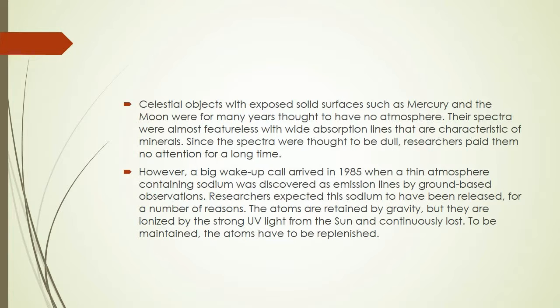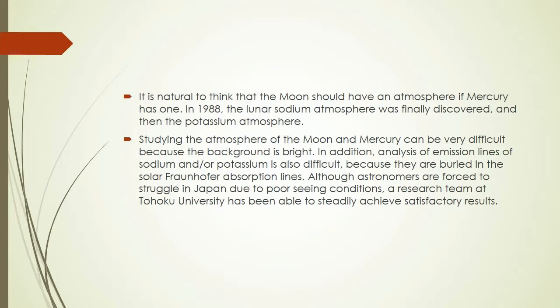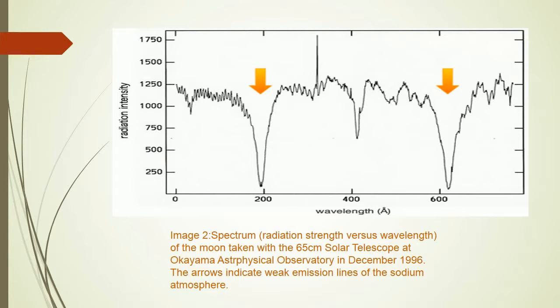The atoms are retained by gravity, but they are ionized by the strong UV light from the sun and continuously lost. To be maintained, the atoms have to be replenished. It is natural to think that the Moon should have an atmosphere if Mercury has one. In 1988, the lunar sodium atmosphere was finally discovered, and then the potassium atmosphere. Spectrum of the Moon taken with the 65 cm solar telescope at Okayama Astrophysical Observatory in December 1996. The arrows indicate weak emission lines of the sodium atmosphere.